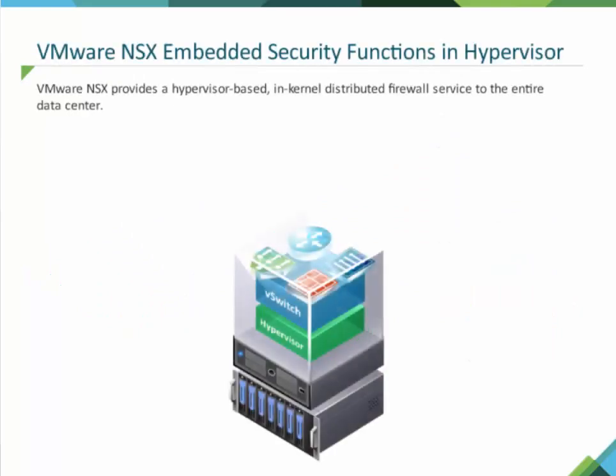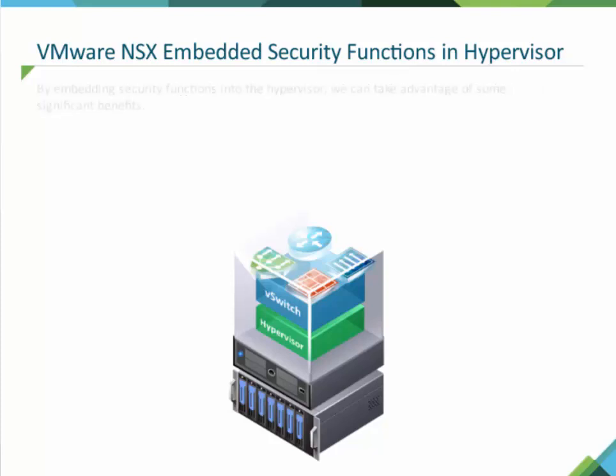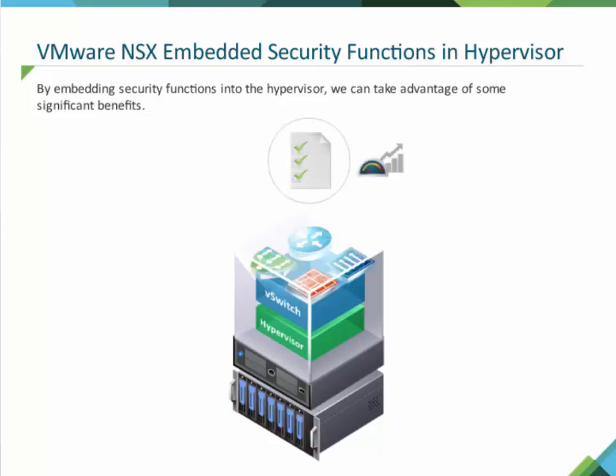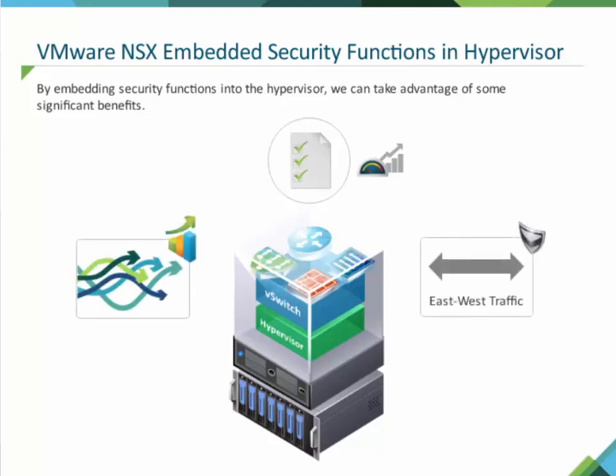VMware NSX provides a hypervisor-based in-kernel distributed firewall service to the entire data center. By embedding security functions into the hypervisor, we can take advantage of some significant benefits. With this approach, we are enabled to realize very high throughput rates and secure east-west traffic between every single virtual machine. This is done natively to the platform by embedding these functions in every hypervisor in the data center.